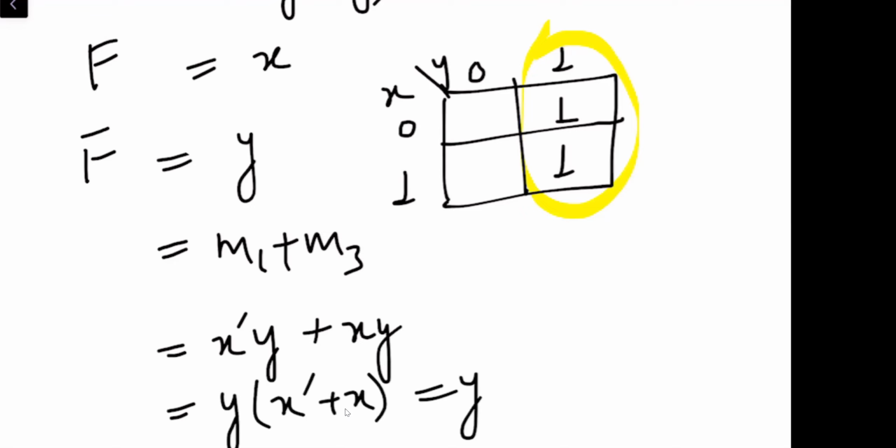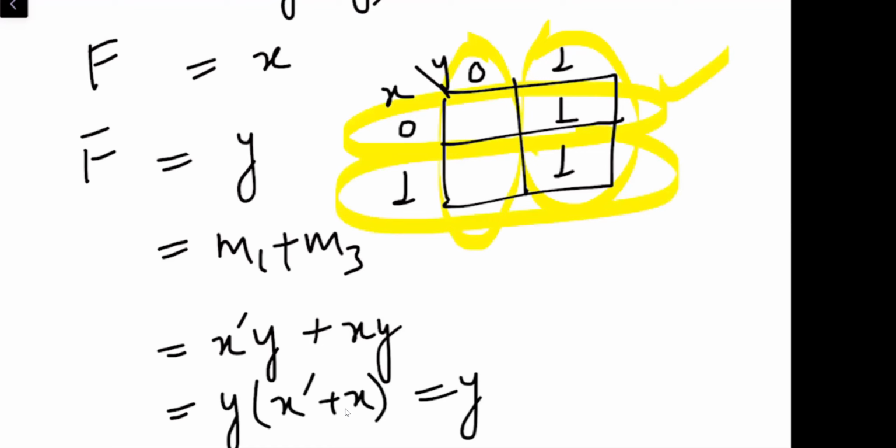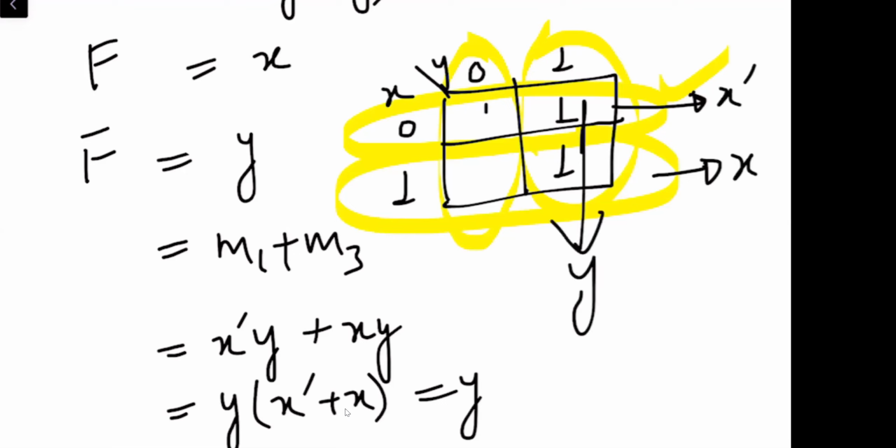Yes, sir. So this means this whole column is representing y complement. This whole row is representing x complement. This whole row is representing x only. Are you with me now? Yes, sir. So this is representing x only. This is representing x complement. Now this whole column is representing y and this whole column is representing y complement. Are you with me now? Yes, sir. Any question up till now?